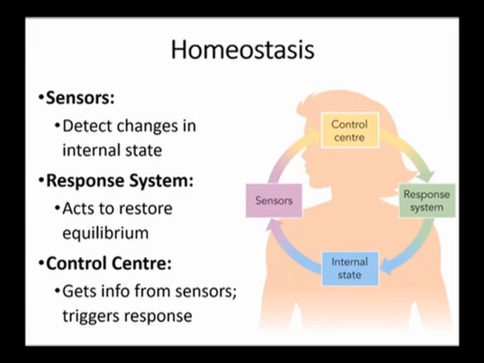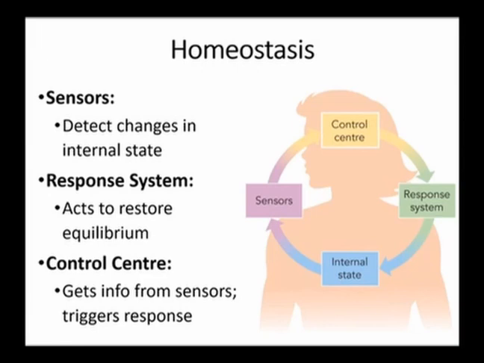And so to maintain this homeostasis, the body has to maintain the process. We can start with our internal state, and we'll use our example of temperature. To make sure that we are maintaining our normal body temperature of about 36 degrees Celsius, we are going to have sensors that are going to monitor and detect any changes in that internal state.